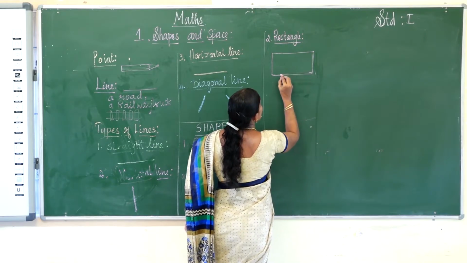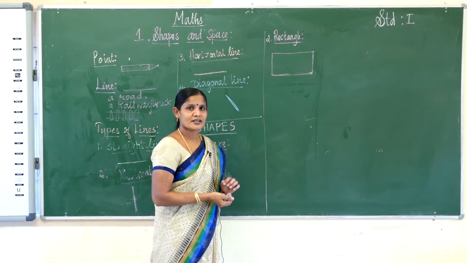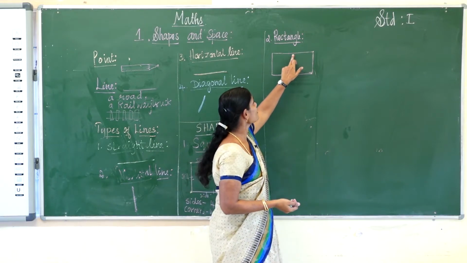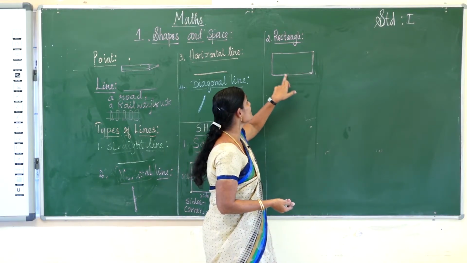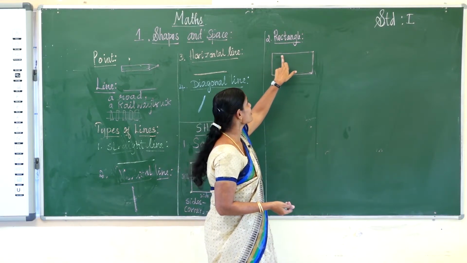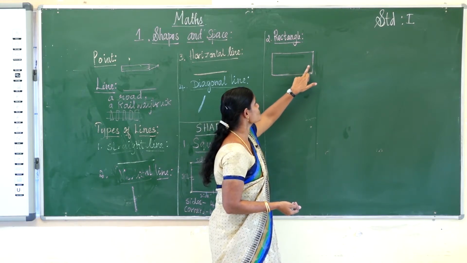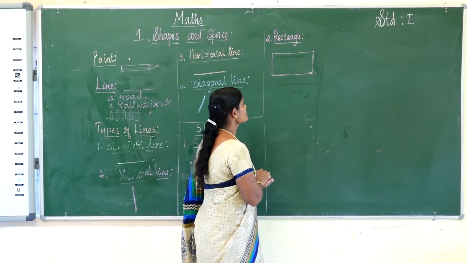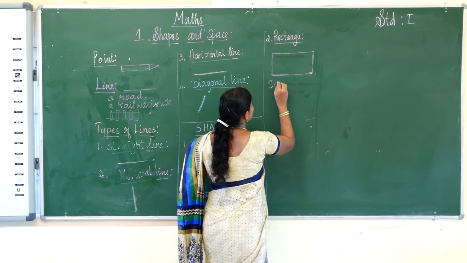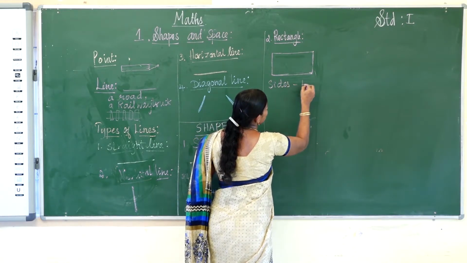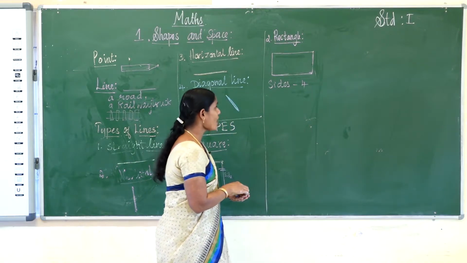So here how many sides are there? Here see how many sides? 1, 2, 3, 4. So these are the sides, the flats of this are the sides. 1, 2, 3, 4. So sides are 4. Then we see the corners.